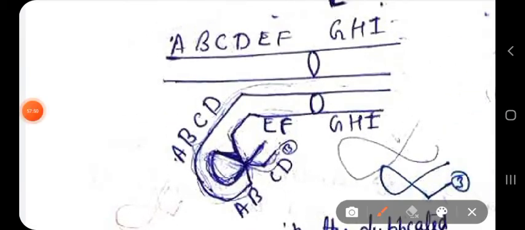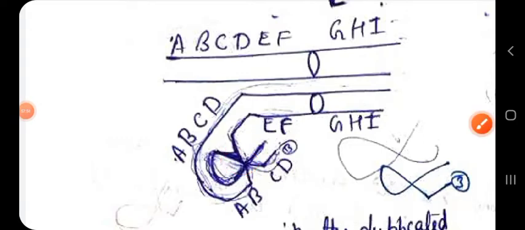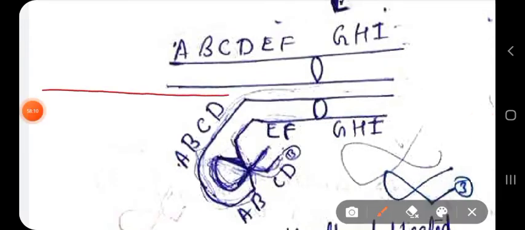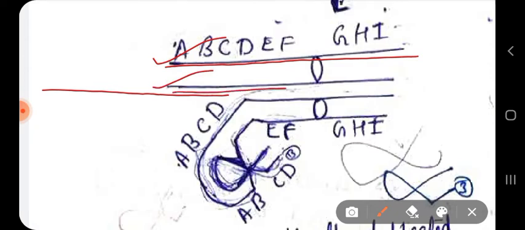So after this crossing over has occurred in this region, now you can see what type of chromosome we can get here. The first chromosome is normal, having A B C D E F G H I. The second chromosome is also normal because it is not involved in the crossing over.